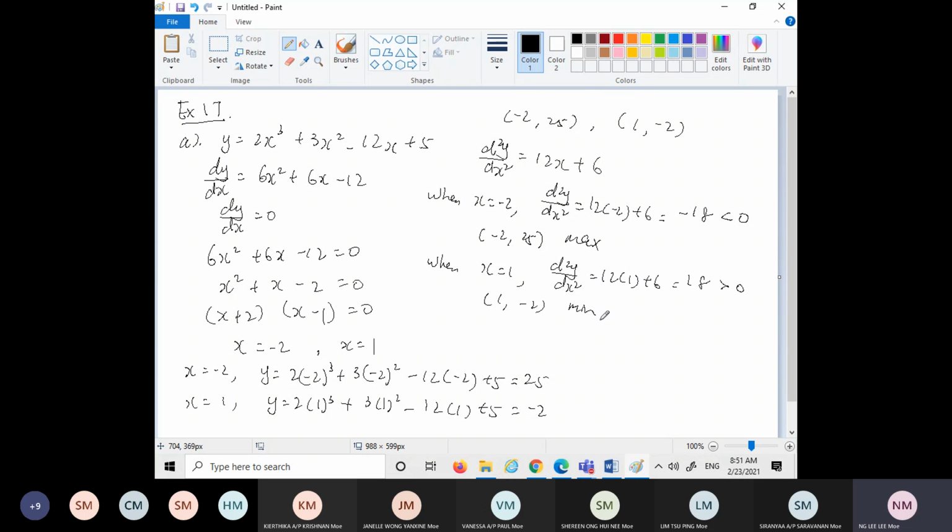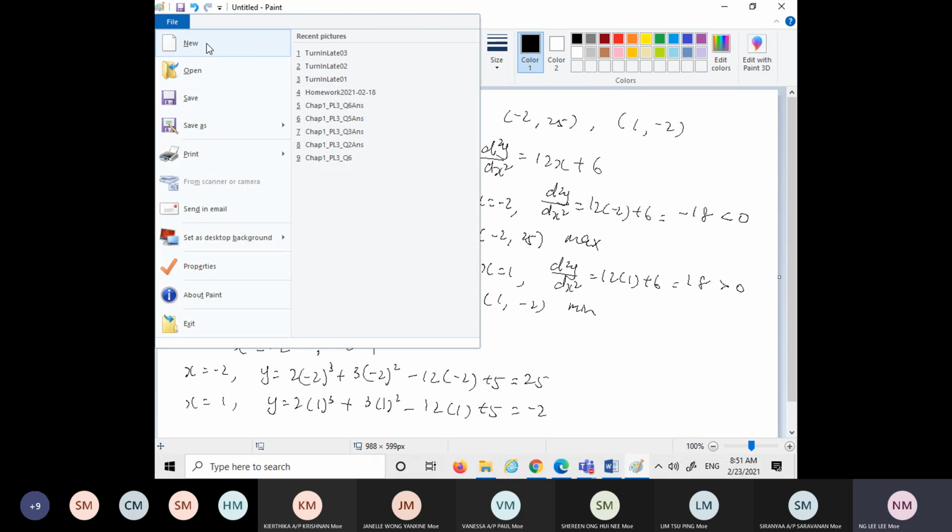Done. So this one has nothing to do with a point of inflection. When the second derivative is 0, then that one may be a point of inflection. But you cannot, just by the second derivative being 0, straight away conclude that it is a point of inflection. You still have to show it using the table method, the sketching of the tangent method. So this is question B. Let me show you question B.